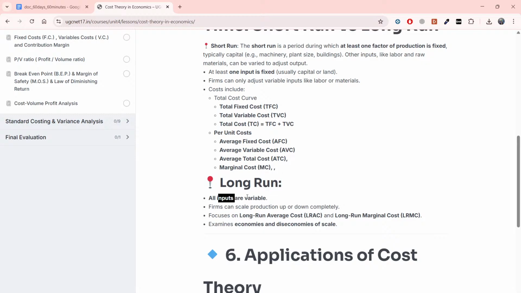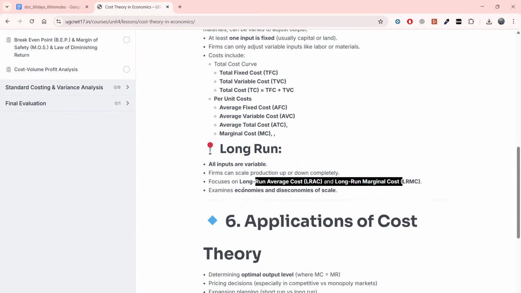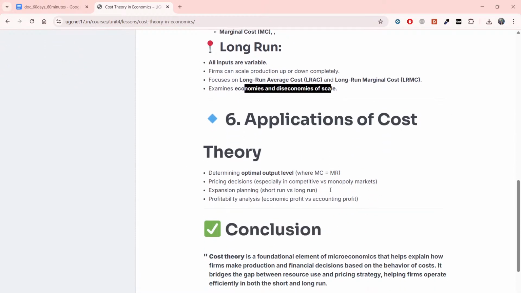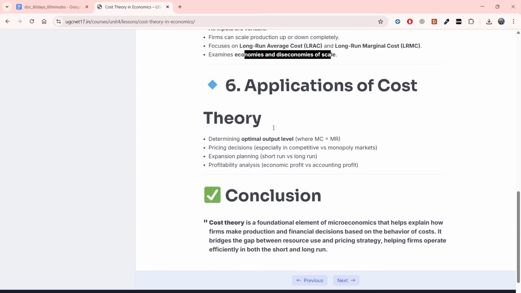In the long run, all inputs are variable. Firms can scale production up and down completely. This focuses on long run average cost and long run marginal cost, and examines economies and diseconomies of scale. Application of cost theory: determining optimal output level, where marginal cost MC is equal to marginal revenue. Pricing decisions, especially in competitive versus monopoly markets. Expansion planning, short run versus long run. Profitability analysis, economic profit versus accounting profit.